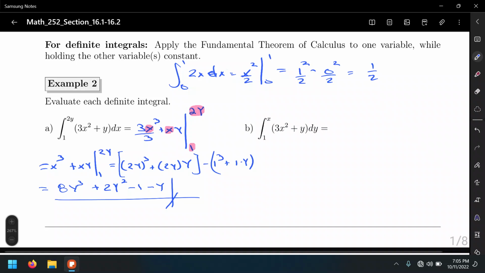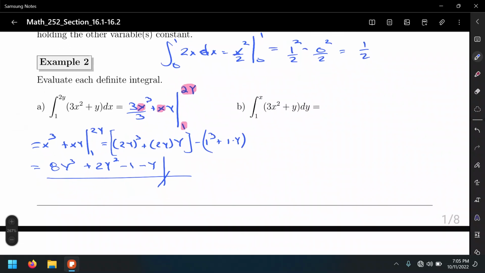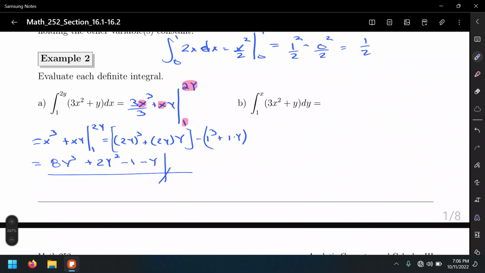So let's look at letter B. The same integral, but this time with respect to y, and we're going to integrate from 1 to x. Well, what's the integral of 3x squared with respect to y this time? 3x squared y, because 3x squared is constant with respect to y. So 3x squared y plus the integral of y with respect to y. In this case, we use the general power rule and integrate between 1 and x.